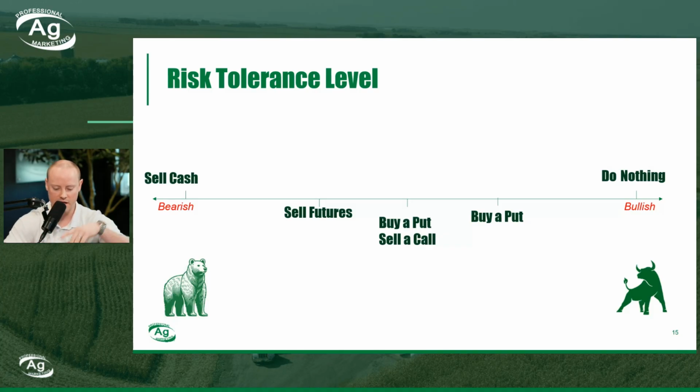So you can see on the far left, the most bearish thing is selling cash. The next most bearish thing I could do is sell futures right alongside of that. Next, right alongside of that is buying a put, selling a call, a collar strategy. And then to the right of that is buying a put, and then doing nothing is all the way to the right of that.